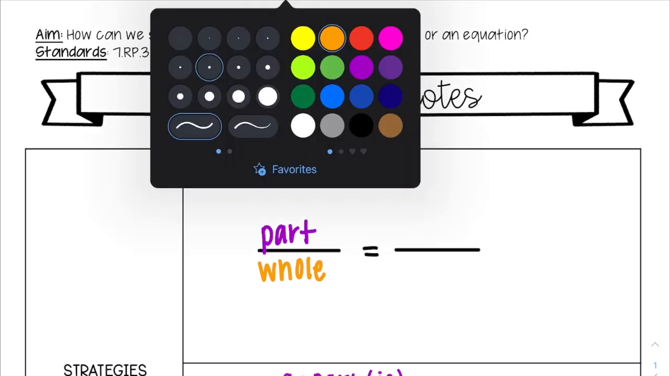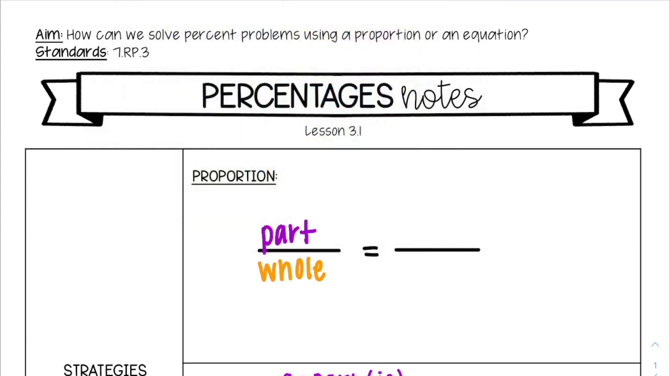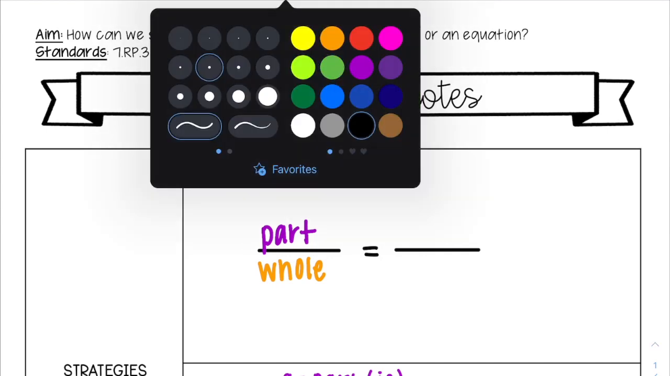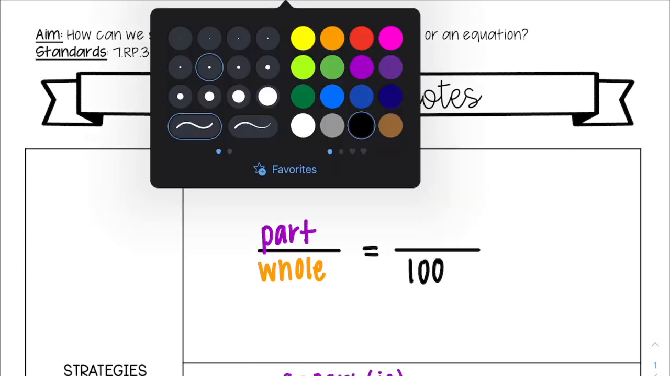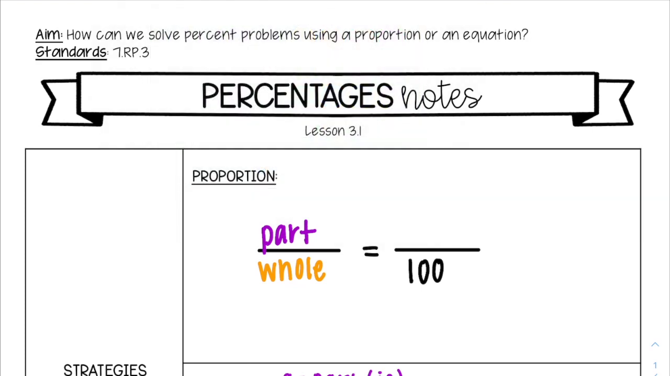When you're thinking about percents, you're thinking about a value over 100 or out of 100. So your second fraction will have that 100 as a denominator. And then you have that percent represented above that 100. So it's going to be set up with part over whole with your percent over 100.